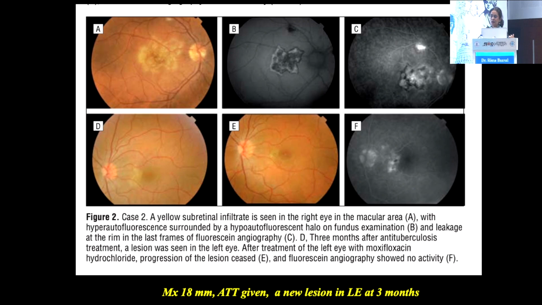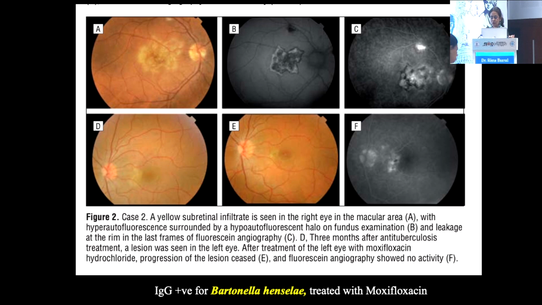The second case, again, if you look at the clinical presentation, the right eye has serpiginous choroiditis lesions in the posterior pole, very well seen on autofluorescence and fluorescein angiography. This patient had Mantoux of 18 millimeters. So to begin with, the diagnosis was tubercular serpiginous choroiditis. The patient received ATT, but after 3 months, there was a new lesion in the left eye, which you can see in D, E, and F. So they tested the patient again. The serology for Bartonella henselae was positive. The patient received moxifloxacin and then responded well. So these were 2 case reports of very rare infections as the cause of serpiginous choroiditis.